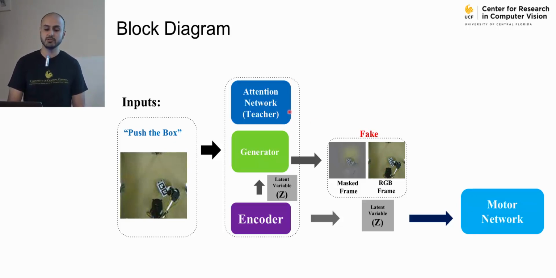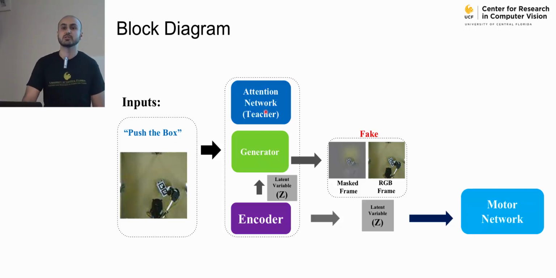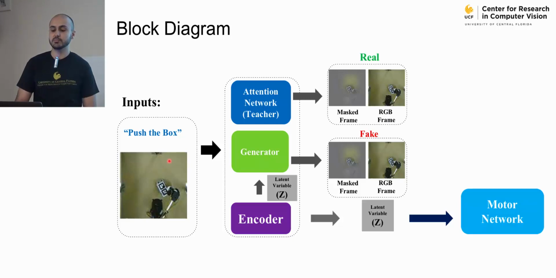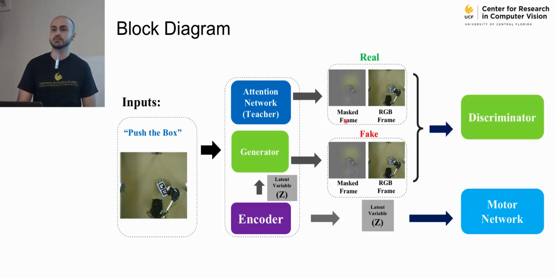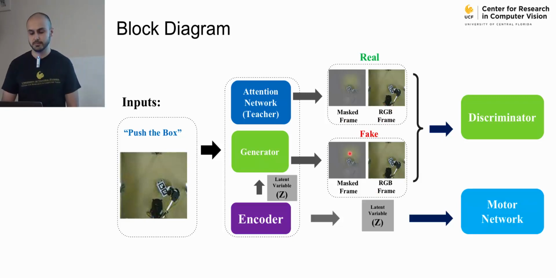And we have another module which we call the attention network or teacher attention network, which receives the text and the frame, and it produces a masked frame for us. So basically, the generator tries to mimic the teacher. That's the point of this project. And finally, we have a discriminator, which tries to distinguish between the real inputs and the fake inputs. Fake inputs are the ones coming from the generator.